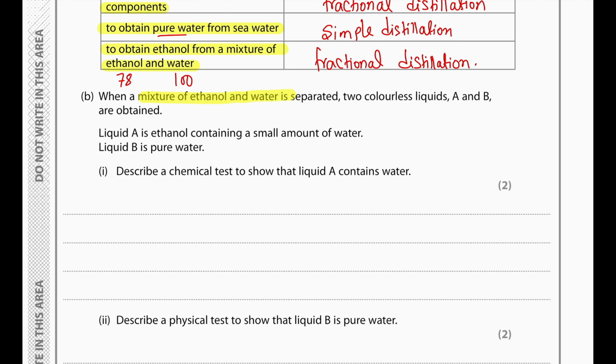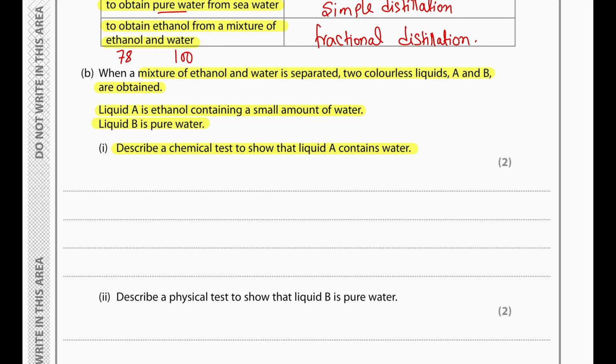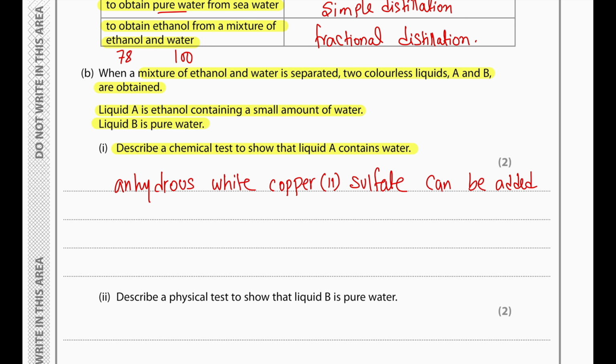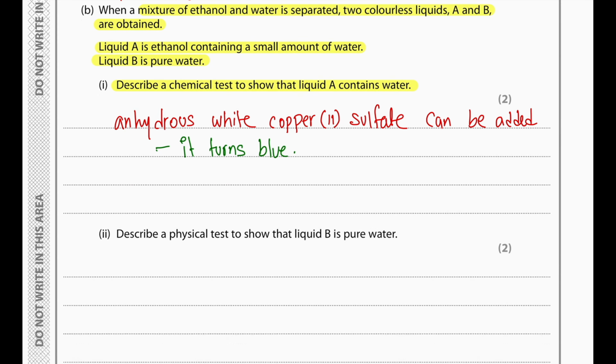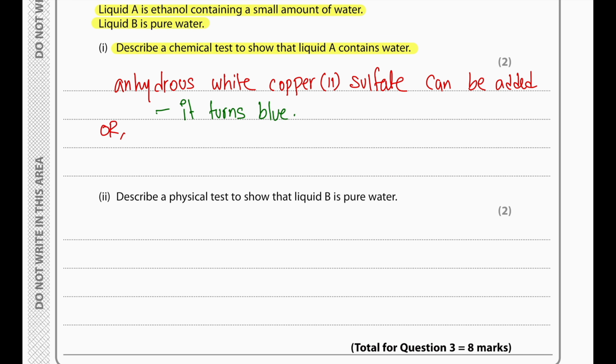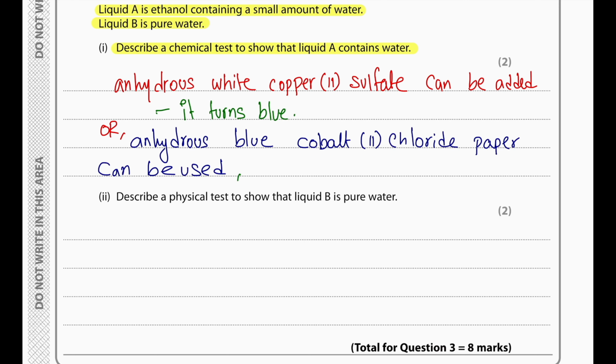When a mixture of ethanol and water is separated, 2 colorless liquids, A and B, are obtained. Liquid A is ethanol containing a small amount of water, and liquid B is pure water. Describe a chemical test to show that liquid A contains water. For testing for water, a chemical test that can be used is either anhydrous copper(II) sulfate or anhydrous cobalt(II) chloride paper. Anhydrous copper(II) sulfate is white and turns blue on addition of water, and cobalt chloride paper is blue and turns pink when water is added.